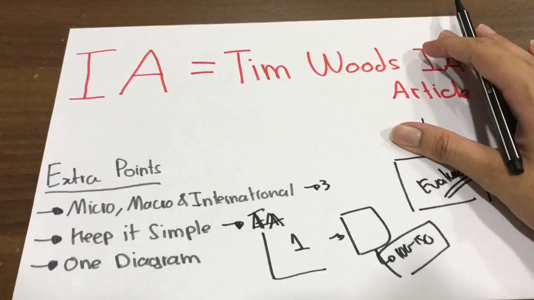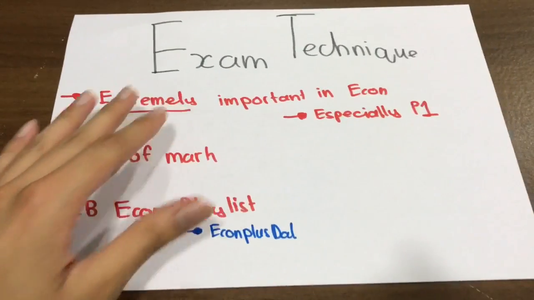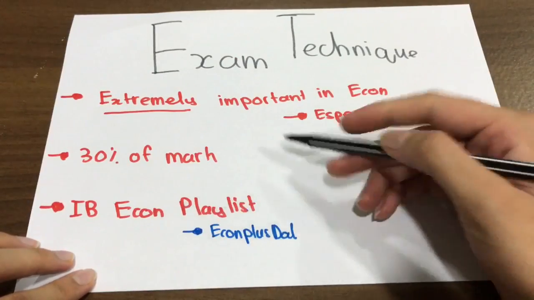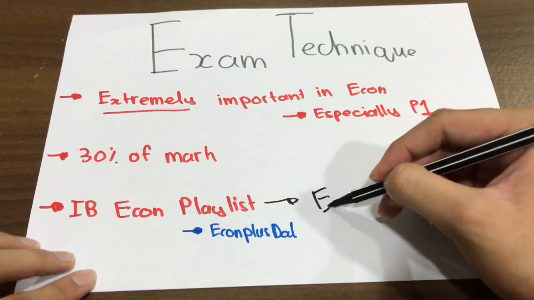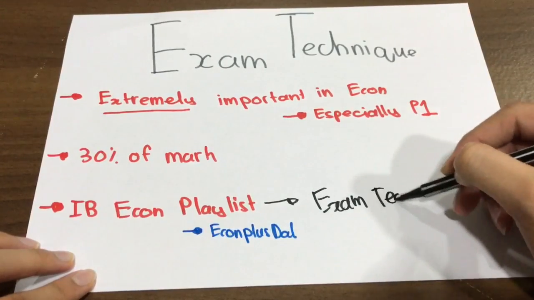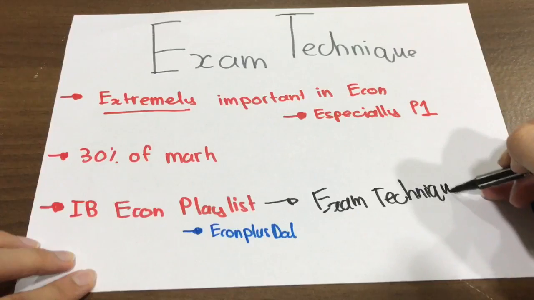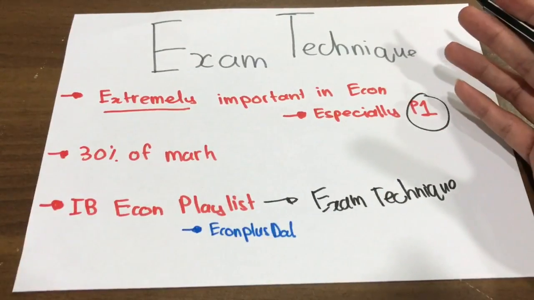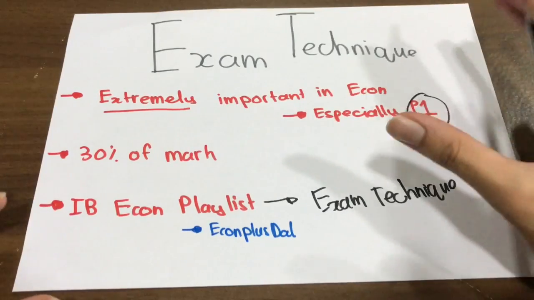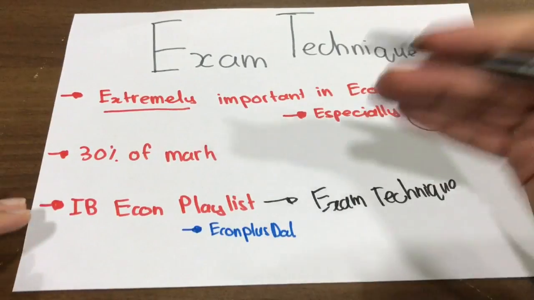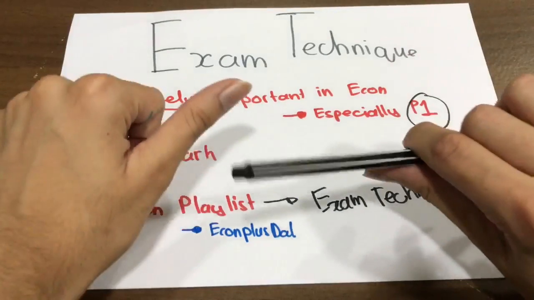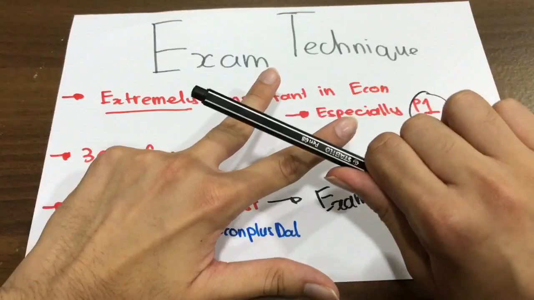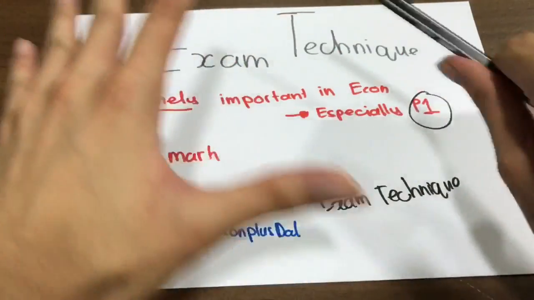Now the last thing is your exam technique. For exam technique, it's extremely simple. All you need to do is go to, again, Econ Plus Style. He has an IB Econ playlist that purely focuses on exam technique. The reason this is so important is that, especially in paper 1, I reckon 30% of your marks that come from your long answer question come from exam technique. There are just certain IB specific things that they want you to include. They want you to include examples. There's a special way that they want you to end your concluding paragraph. They want you to define terms. There are certain things that you need to know.